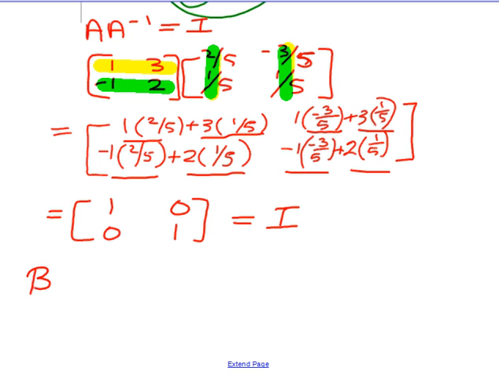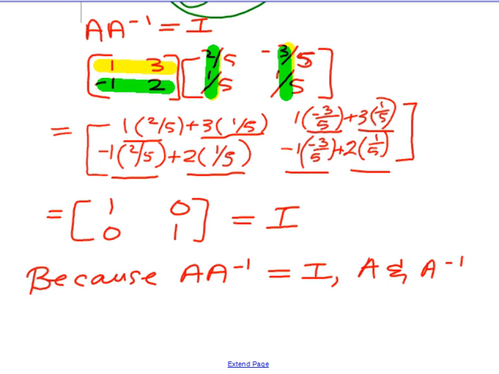So because I multiplied A times A inverse and was able to get I, then these matrices are really inverses of each other. Not because I notated it, but because the multiplication worked out. In the next slide, I'm going to show you how to use your calculator to find the inverse of a 3x3 matrix.